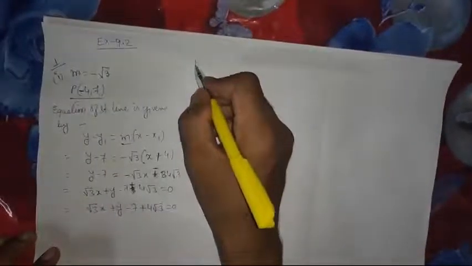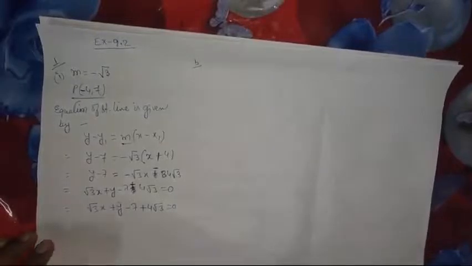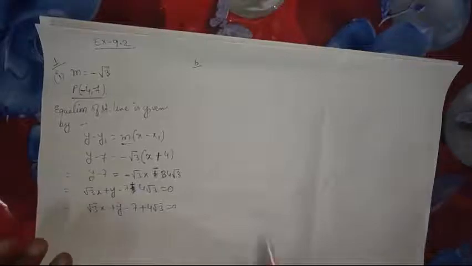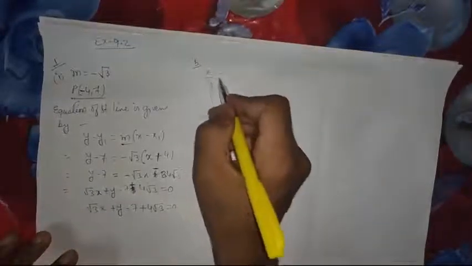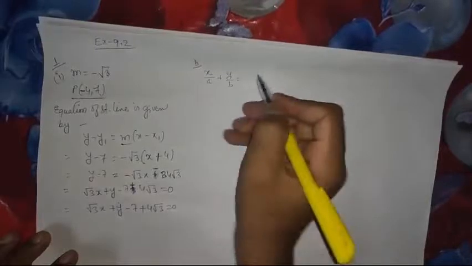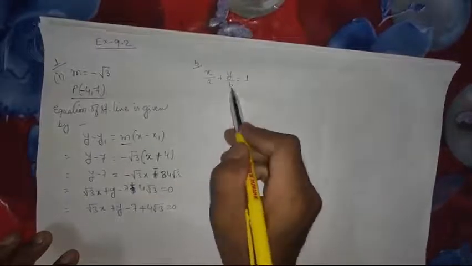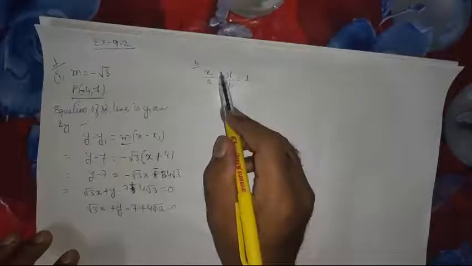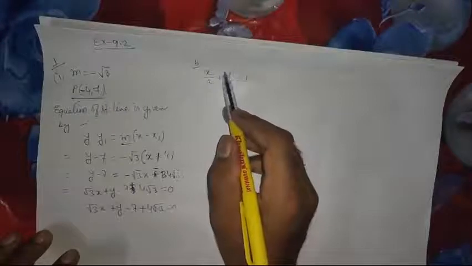Let's do part B. In part B, the line cuts intercepts a and b from the axes, with a equal to this and b equal to this. See, intercept form, right? Whenever you see this type of question, just think about what the intercept form is. Intercept form is x by a plus y by b is equal to 1. Just put the values of a and b here and solve this out.